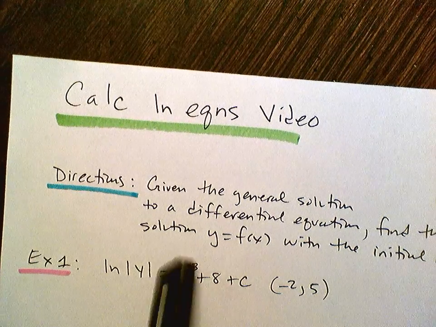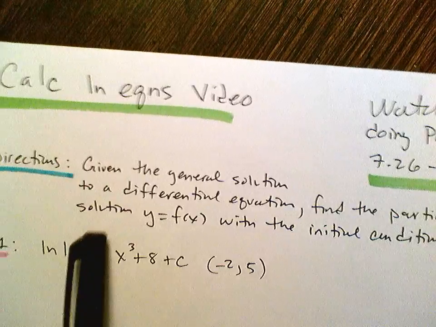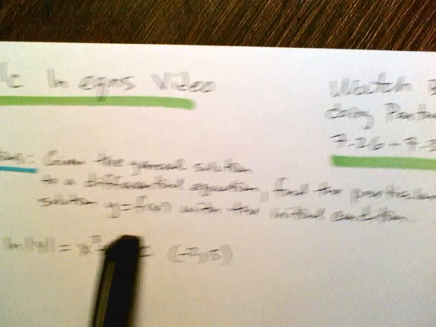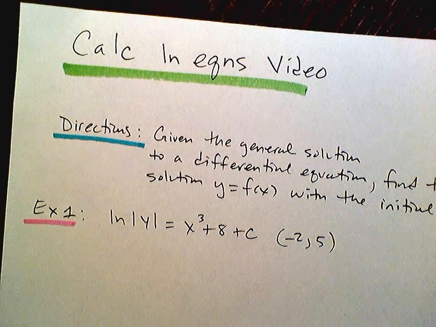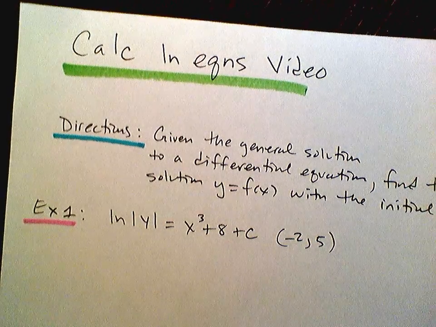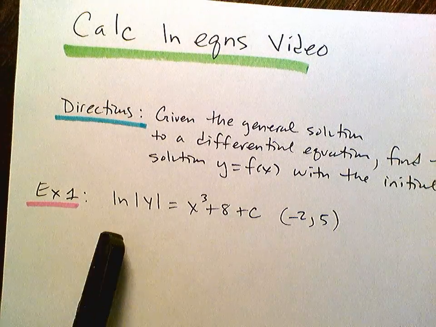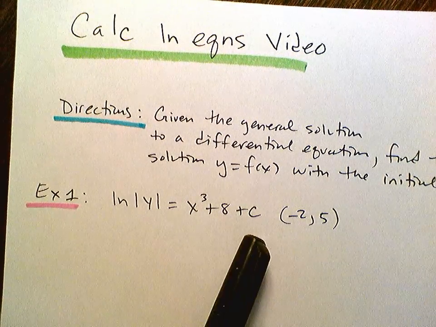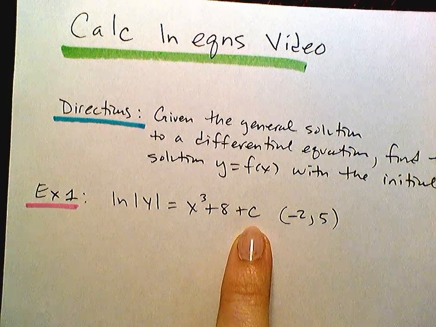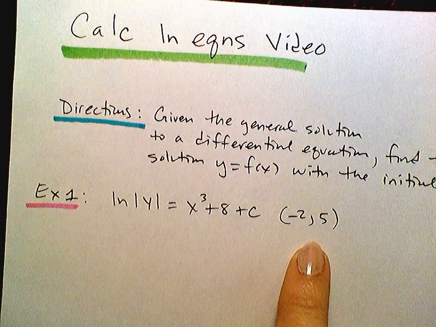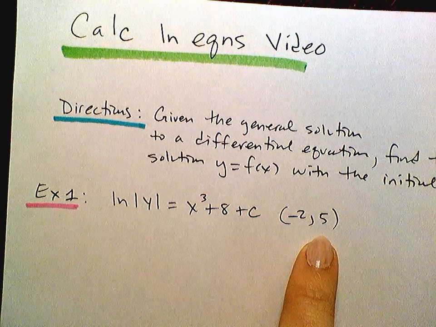So the directions are as follows. Given the general solution to a differential equation, find the particular solution, y equals f of x, with the initial condition. A lot of times when you're solving a differential equation, dy dx equals something, you separate the variables, you take the antiderivative, and very often you will end up with something like this. This is the general solution because we have c right there, which could stand for any number. This initial condition will allow us to get the particular solution. There's only one value of c for which this initial condition will work out.